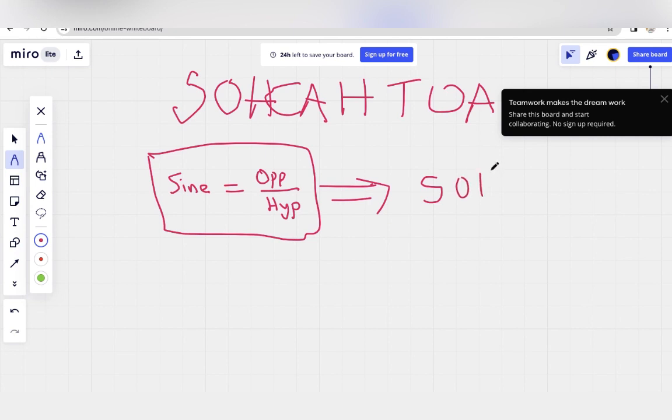S is the sine. This S is the sine. This O is the opposite. And this H is the hypotenuse. Okay, this is for SO.